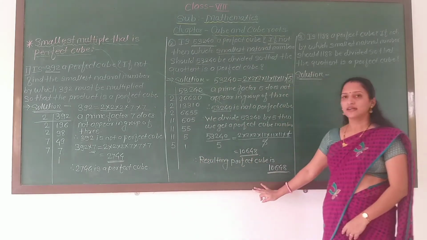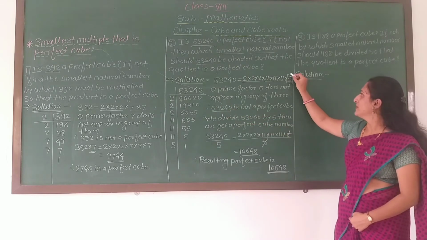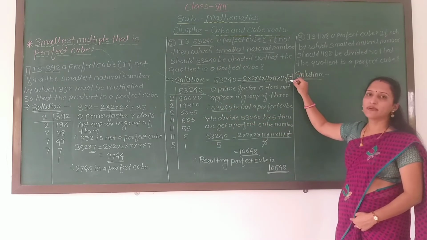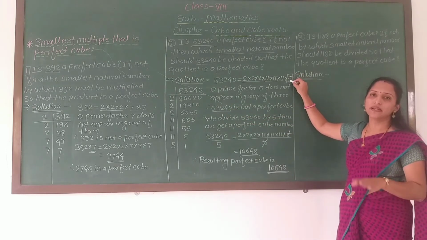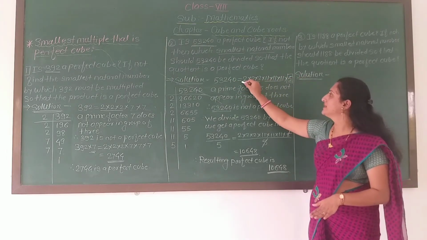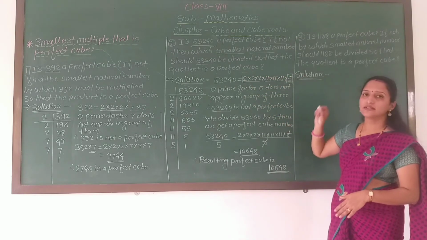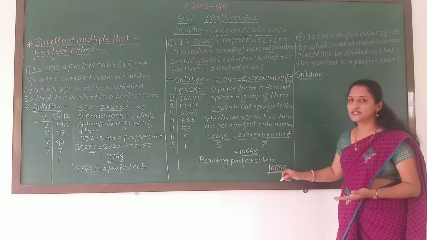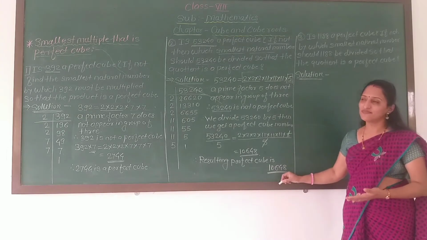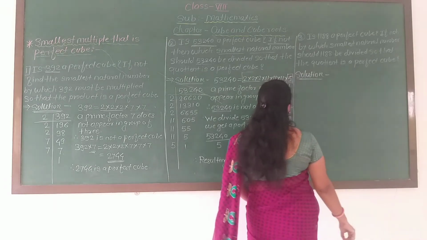10,648. Understood? Why do we divide this number by 5? Since the prime factor 5 does not appear in a triplet, we divide this number by 5, and we get a quotient which is a perfect cube. Understood? Yes. Now the third question.